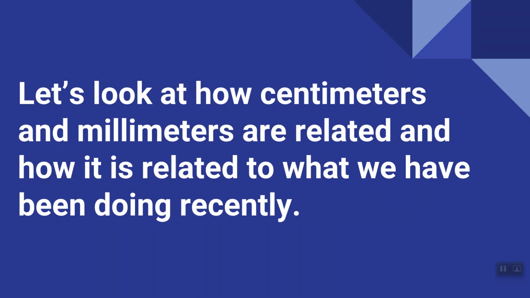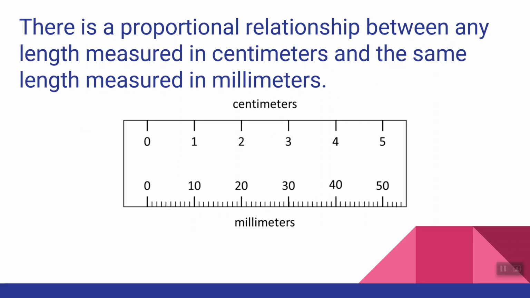Okay, for our first activity, we're going to look at how centimeters and millimeters are related. Today we're going to really concentrate on that constant of proportionality, what it means, and how to find it from the table. There is a proportional relationship between any length that's measured in centimeters and the same length measured in millimeters. If you've been paying attention in Ms. Plickert's class, you know that there are 10 millimeters in a centimeter. So a millimeter is a smaller unit of measurement.